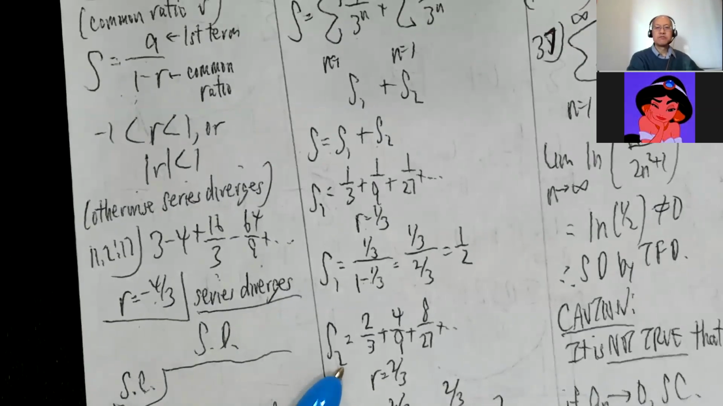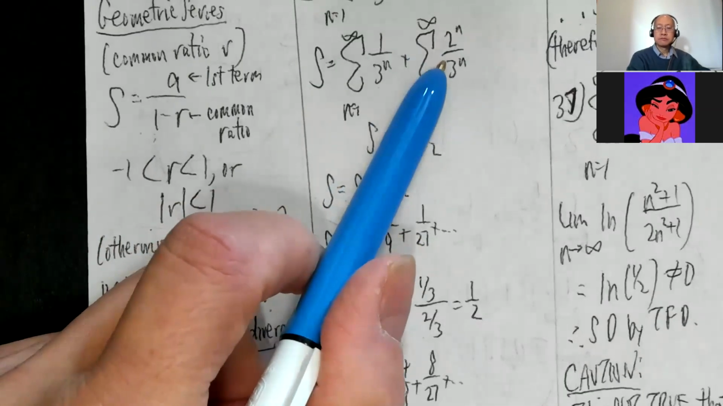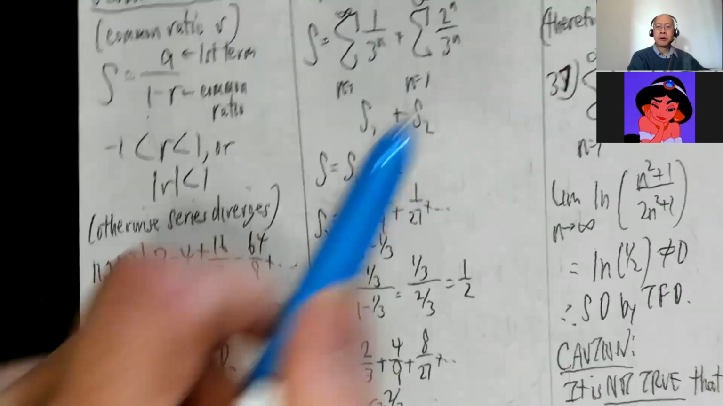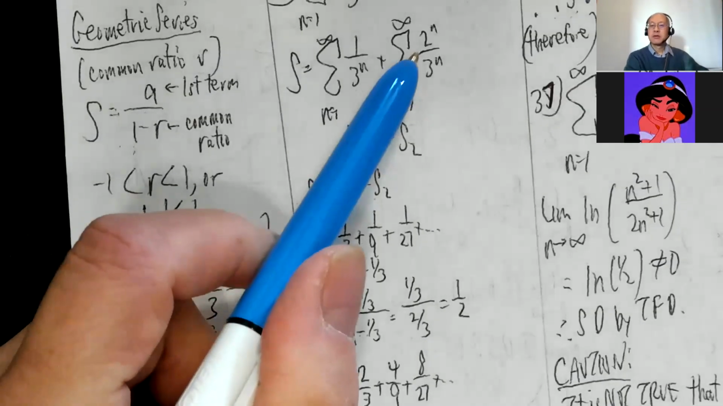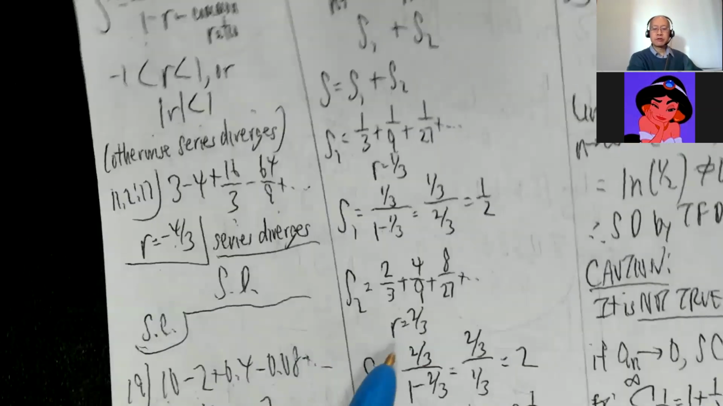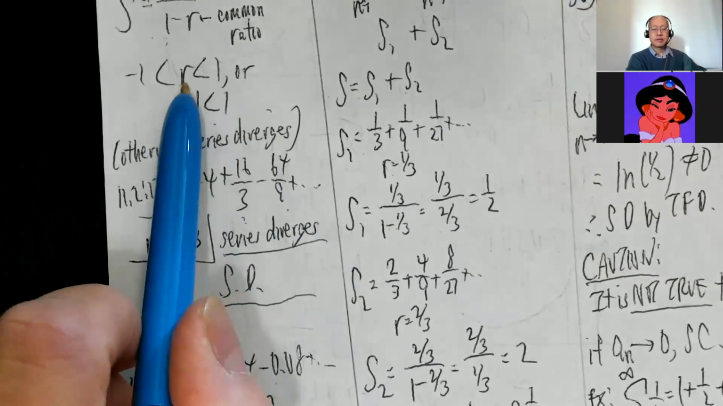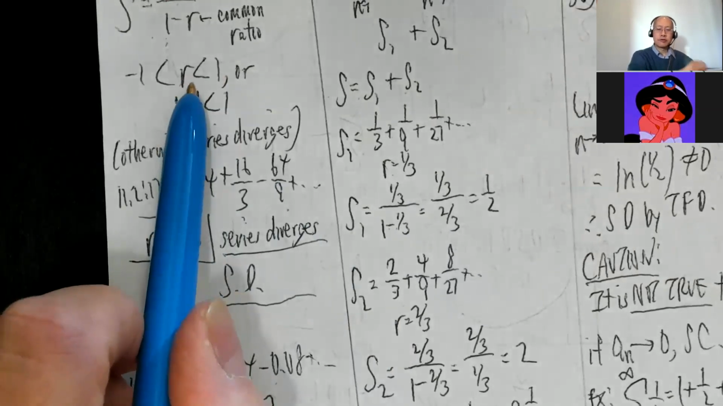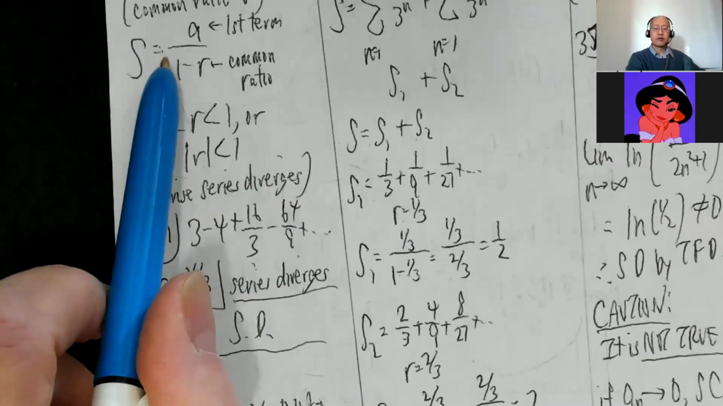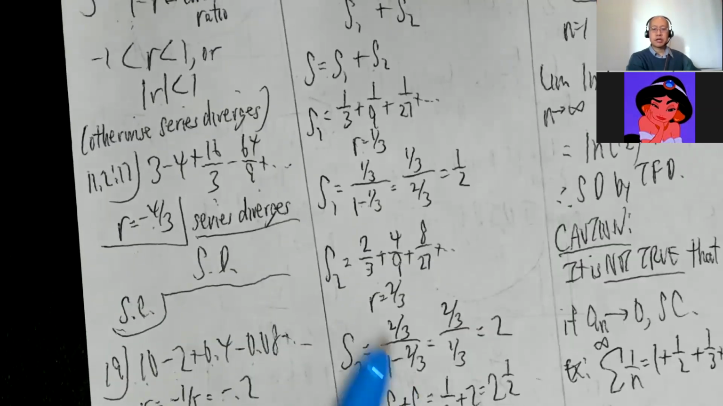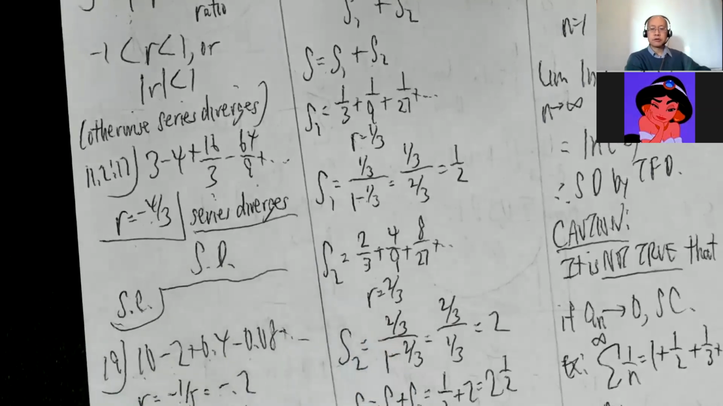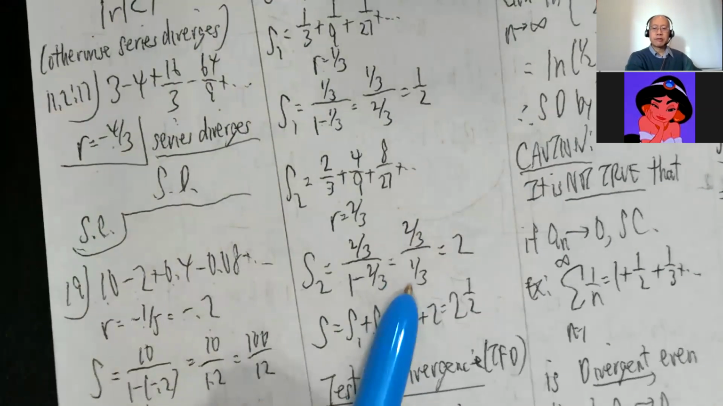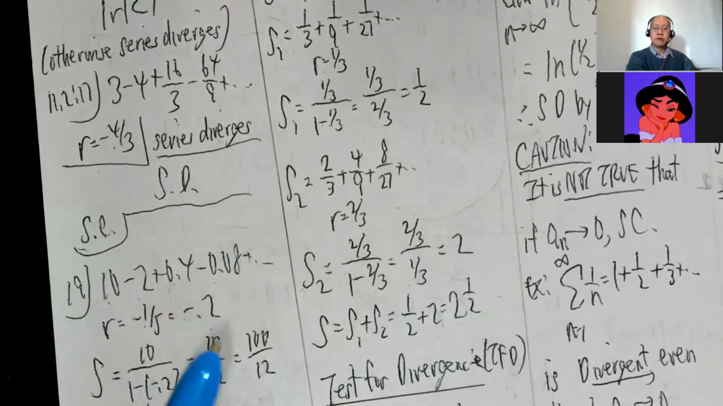Now I do S2. Well, plug in 1, you have 2/3. Plug in 2, you have 2/3 squared, which is 4/9. Plug in 3, 8/27. So the common ratio is 2/3. That's between -1 and 1, so the series converges. Use the formula. S2 is A over 1 minus R. First term is 2/3 divided by 1 minus R, which is also 2/3. 2/3 divided by 1/3, cancel the 3's out, 2.